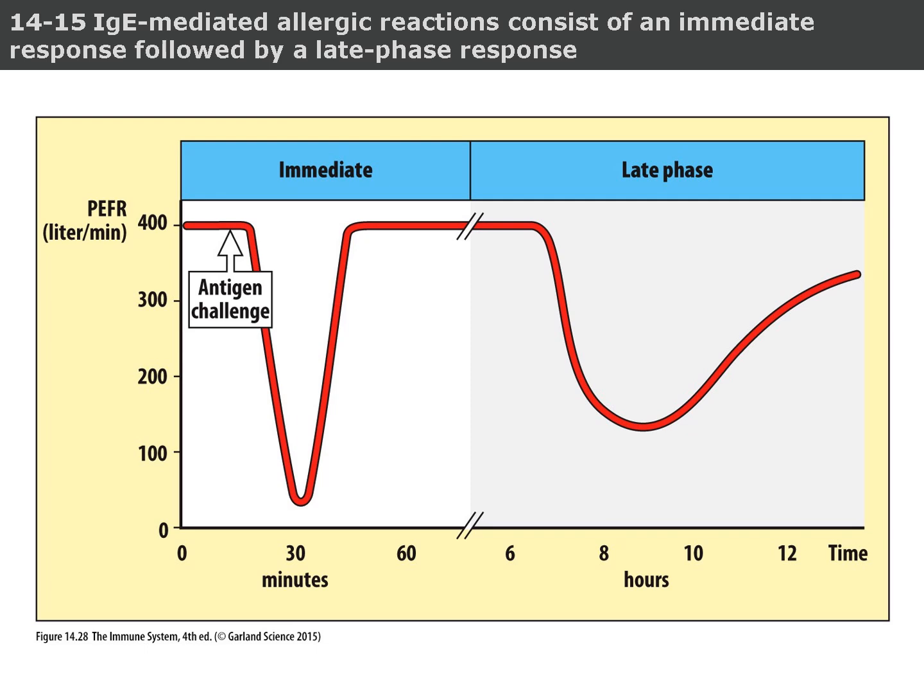Upon antigen challenge, there is a rapid and sharp decline in PEFR within the first 30 minutes, indicating bronchoconstriction typical of the immediate phase reaction. This immediate drop is followed by a recovery back to baseline levels after about an hour. However, after several hours, a second, more prolonged decrease in PEFR occurs, marking the late phase reaction. This late phase bronchoconstriction can last for several hours, demonstrating the sustained inflammatory response characteristic of IgE-mediated allergies.